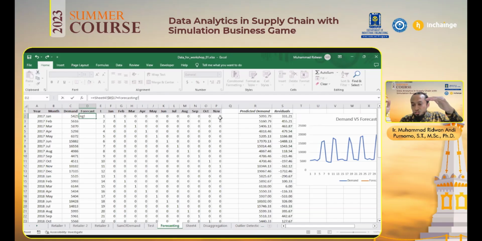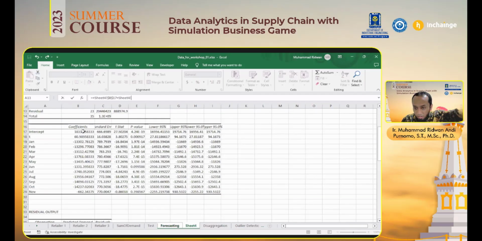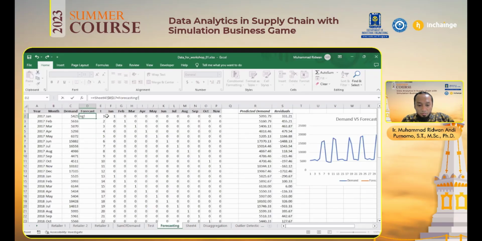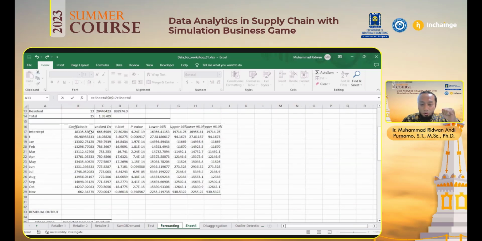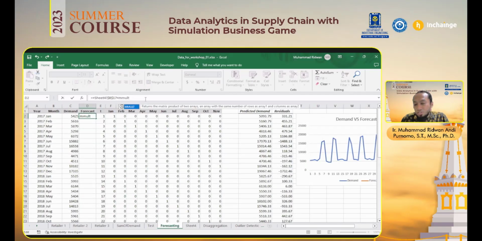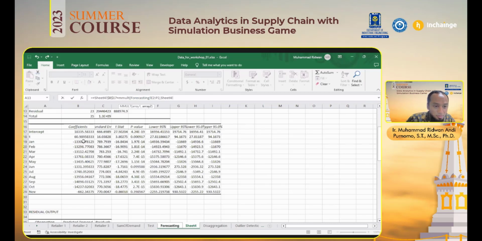We need to multiply this matrix. We have a horizontal matrix in forecasting, but in sheet 4, the matrix is vertical. So we need matrix multiplication. So here we write MMULT, matrix multiplication of this, and then after that, with sheet 4, this one I need to be careful. Okay, this one, yes. Now I need to lock it, so this one we lock it, and after that we close, and we press enter.